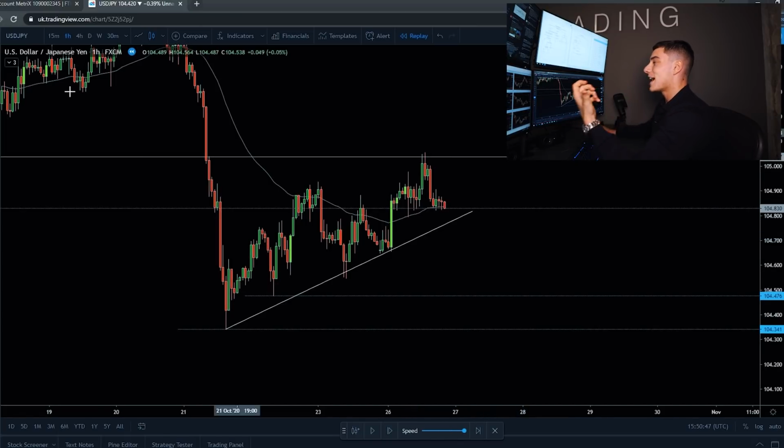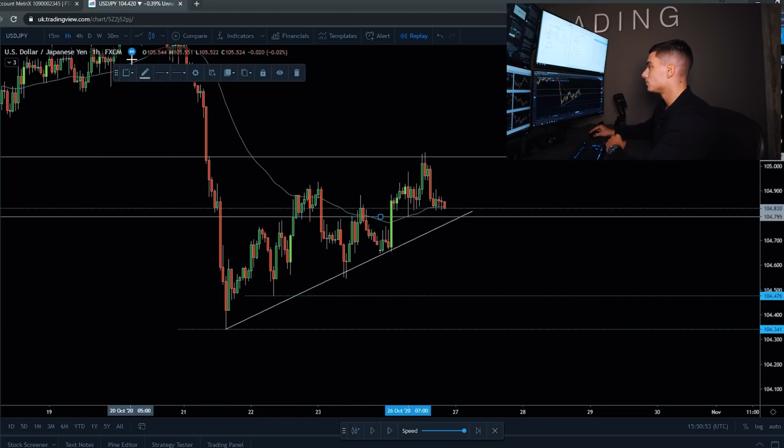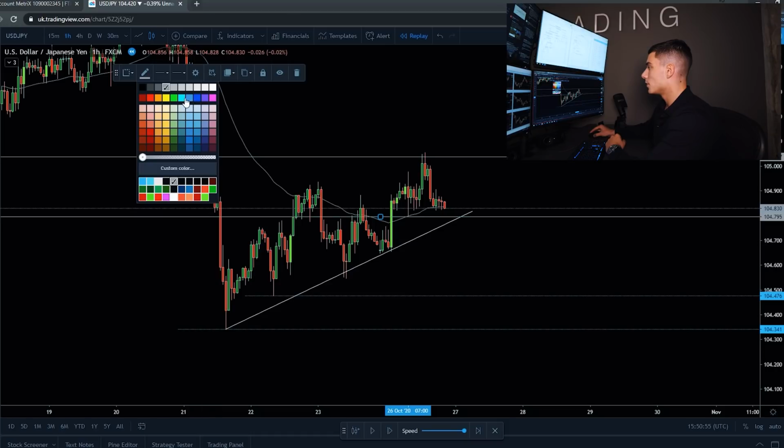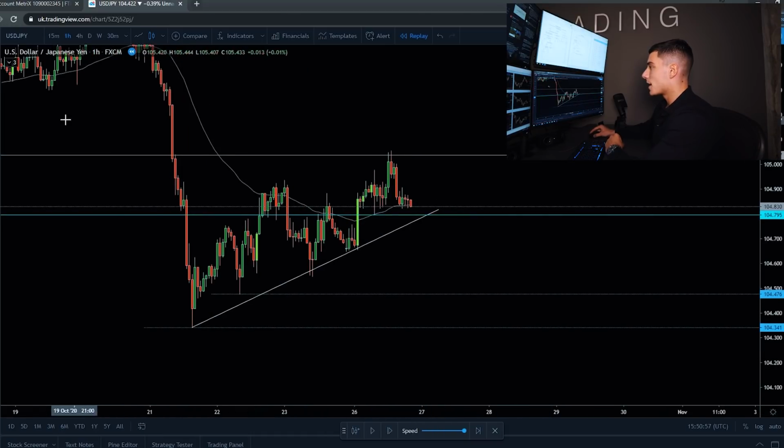Now, in order to get an entry on this trade, given that I've missed the initial entry, I need to look for a break in structure to the downside. I just put on a blue level like so. So I'd like to see price basically break and retest this low in here.